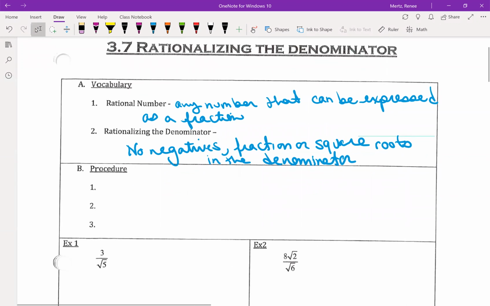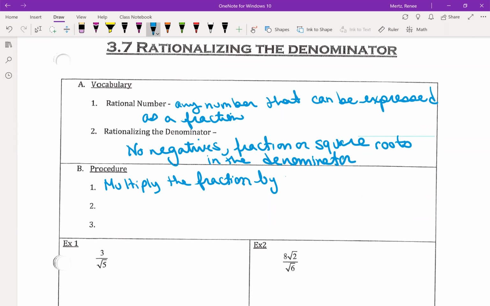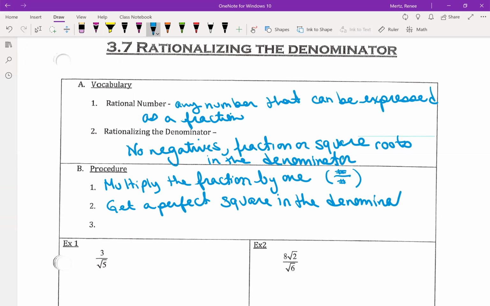So the procedure is to multiply the fraction by 1. Today we're going to work on getting the radicals out of the denominator. So we're going to multiply the fraction by 1. It's going to be some form of a radical expression over a radical expression. They'll be matching. We want to get a perfect square in the denominator. And then you'll simplify if you need to.